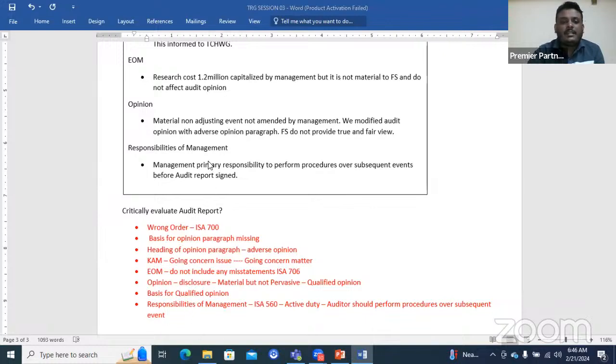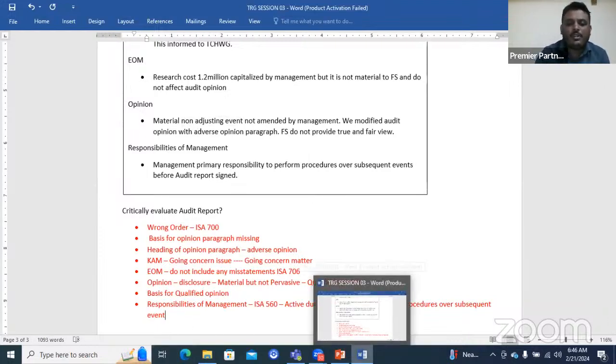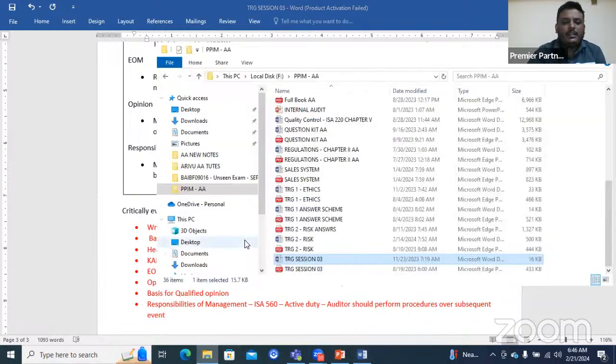See here, IAS 10 opinion, a material non-adjusting event. Those who need to, okay, one minute. One minute, I'll take that.